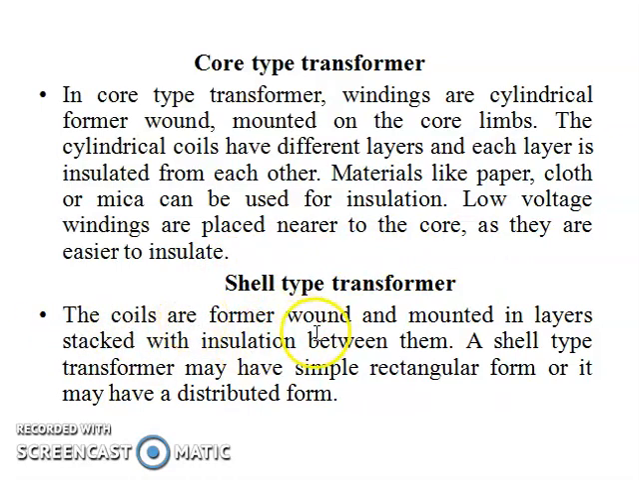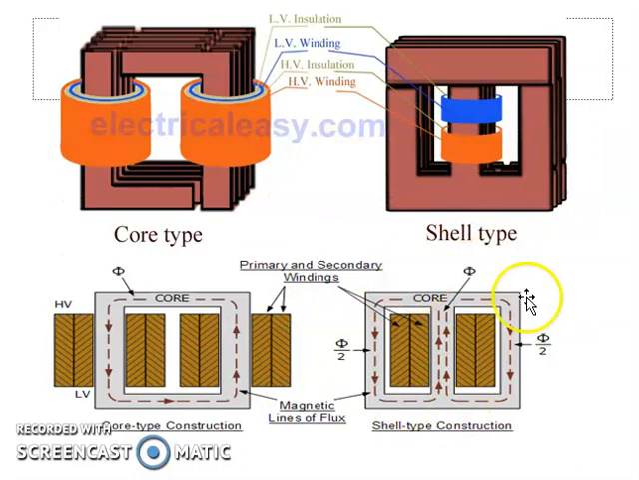The shell type is again mounted in layers with stacked insulations. A shell type transformer is a simple rectangular form, as shown in the figure. This is the shell type, in rectangular form. This is a core type, and this is a shell type. Magnetic flux is linked here. This is the core type of transformer.